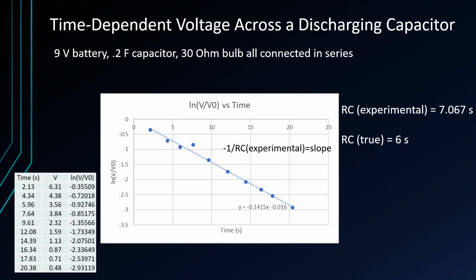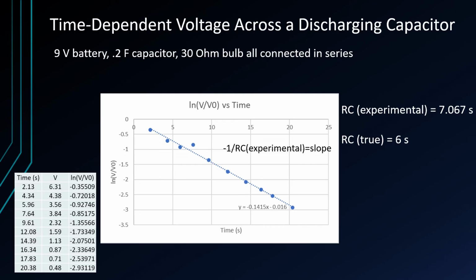Now we have a setup similar to what we had a moment ago with a 9-volt battery, a 0.2 farad capacitor, and a 30 ohm bulb all connected in series. Basically what I did is I paused the simulation about every 2 seconds as the capacitor discharged, and I also had a stopwatch. So I got a value for V about every 2 seconds, and I did that for 20 seconds. And so then I could calculate ln of V over V naught, where V naught is 9.